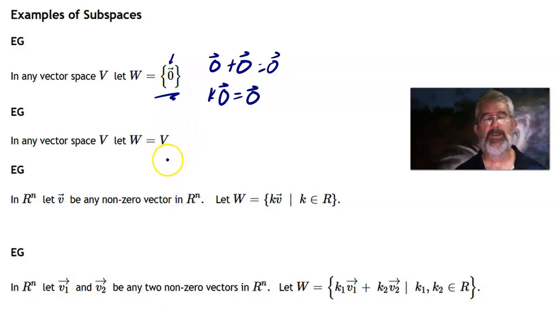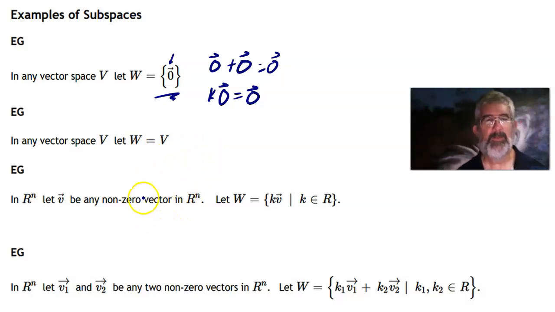Now, the other subspace is kind of a funny one because it's just the whole space. If I let W be the whole space V, then certainly it's closed under scalar multiplication and closed under vector addition. So that would make it a subspace.